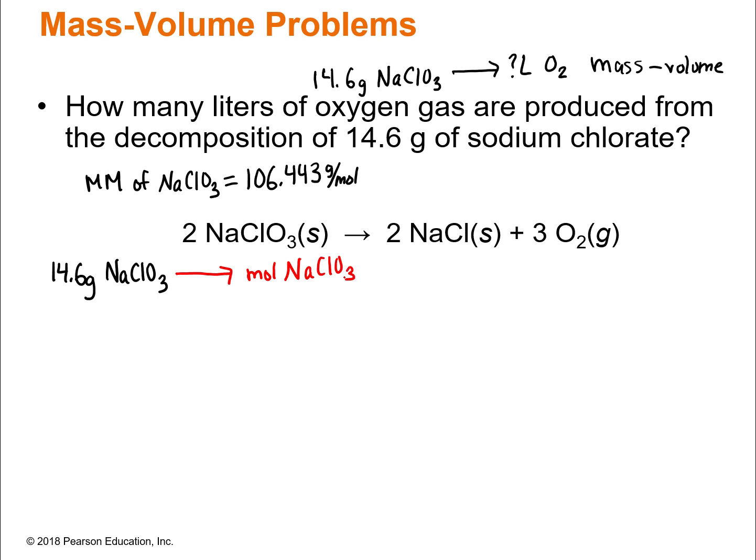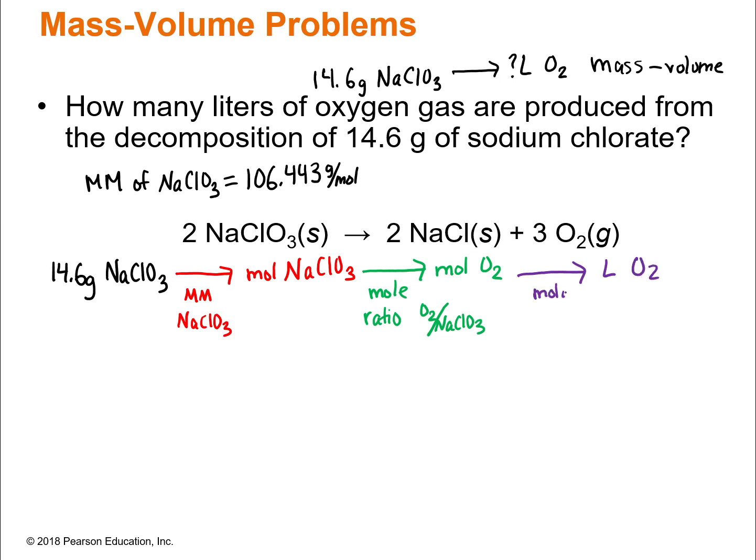We're going to go from the mass to moles using the molar mass of sodium chlorate. We already figured that out, so that should be a snap. Next, we have to go from moles of sodium chlorate to moles of oxygen. That means we'll need a mole ratio to get us from one to the other. Then we need to go from moles of oxygen gas to liters. We're going to use molar volume here.